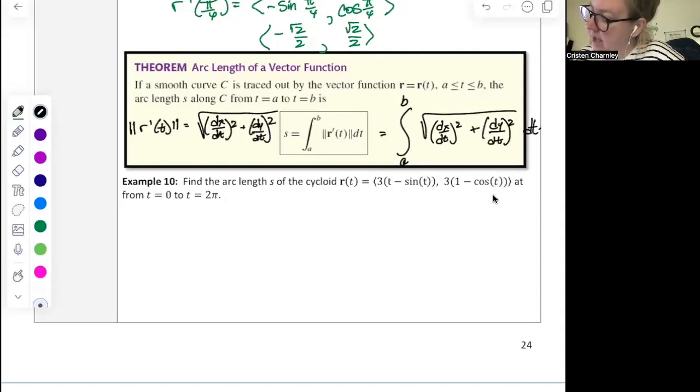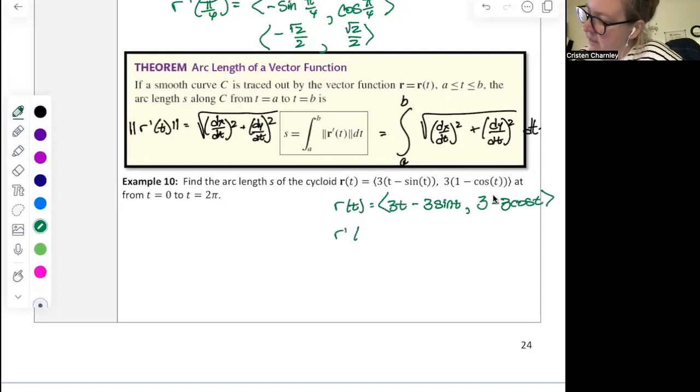So I'm going to distribute those threes. You don't have to, but I think that it will make our derivative solving a little bit easier, especially as we get at the end of the course here. Maybe we're forgetting some of those rules. So 3t minus 3 sine of t and 3 minus 3 cosine of t.